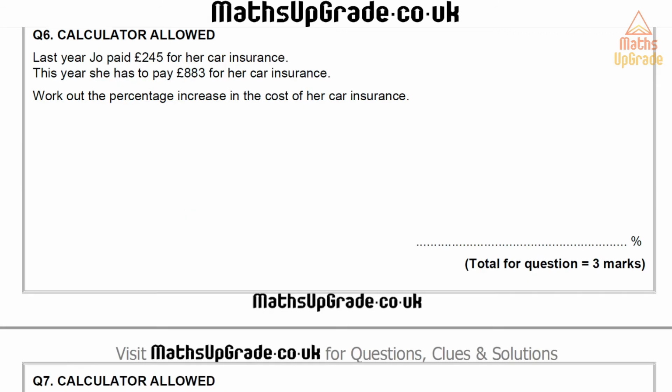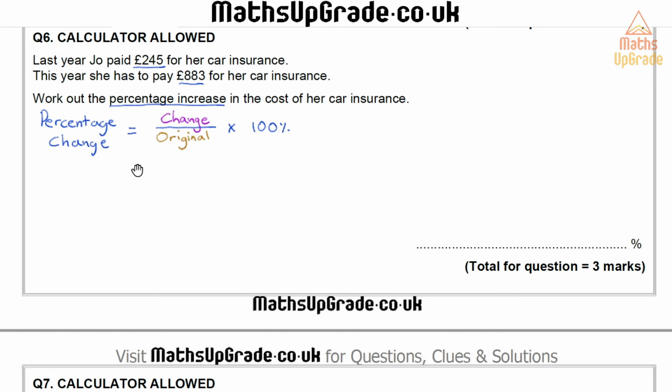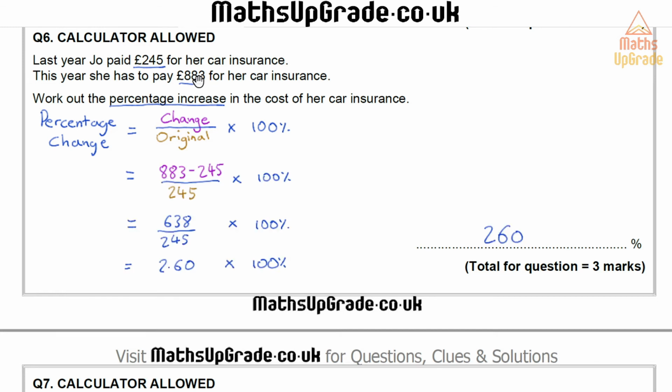Question 6. Last year, Jo paid £245 for her car insurance. This year she's paid a lot more. Work out the percentage increase in the cost of her car insurance. So, again, the formula we need here is this one. The percentage change is the change divided by the original as a fraction, and then convert that into a percentage by multiplying by 100. So we need to find the actual change here, which is going to be 883 subtract 245. That gives us 638, just using a calculator. Divide that by the original amount, which is 245, and then multiply by 100.